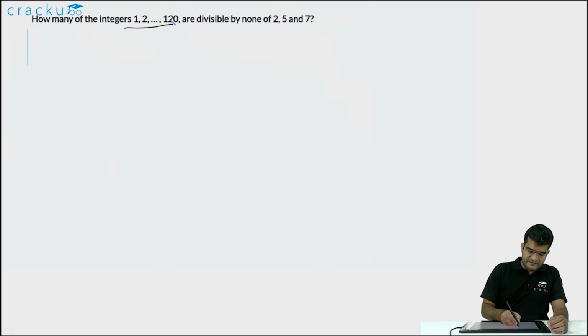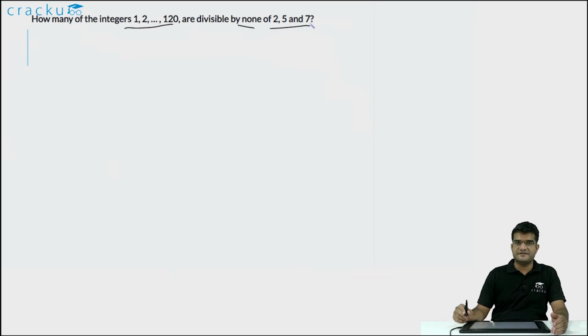In this question, we are asked to find out how many of the integers from 1 to 120 are divisible by none of 2, 5 and 7. Amongst the given list, what is the total number of integers? The total number of integers is clearly 120. It contains all the natural numbers which are less than or equal to 120.